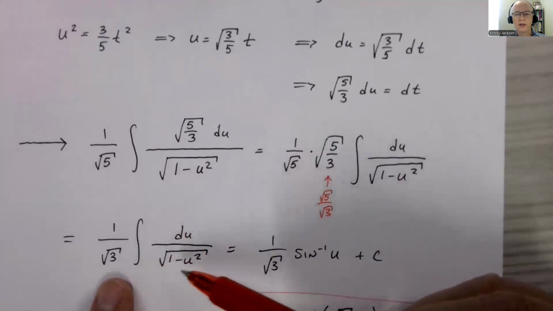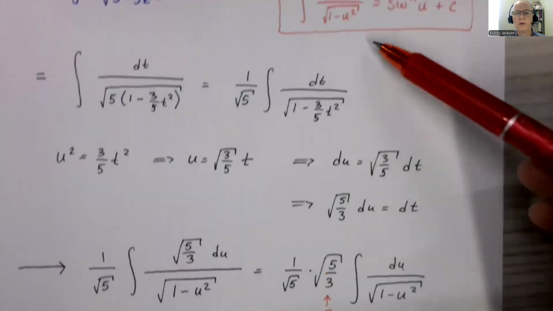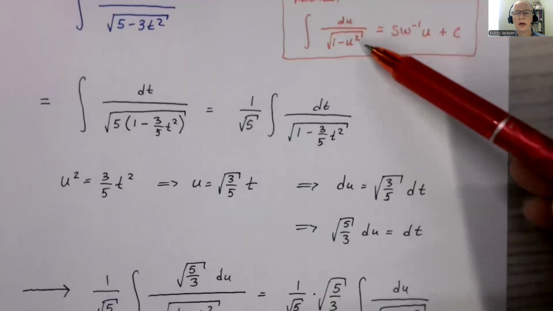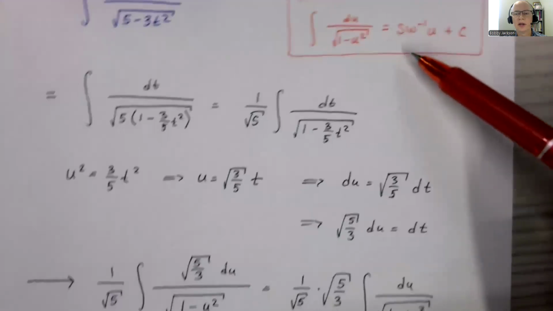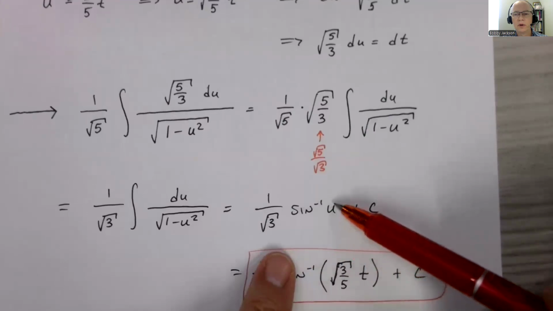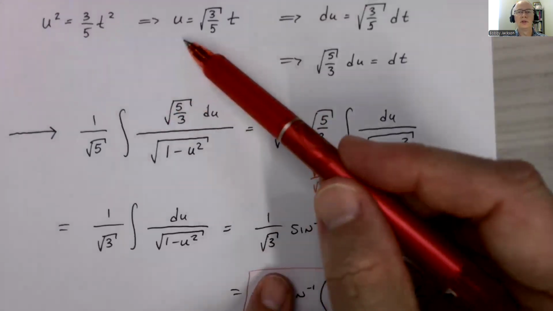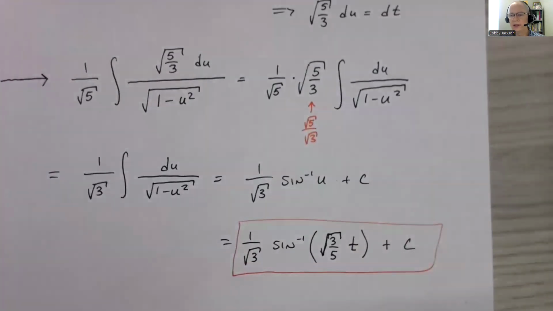And the rest is in the form we need it in. The integral of 1 over the square root of 1 minus u squared gives us the arcsine function. So there's our antiderivative. And then we're going to go back to the original variable, right? What was u? u was the square root of 3/5 t. And so that is our result. I hope this helps.